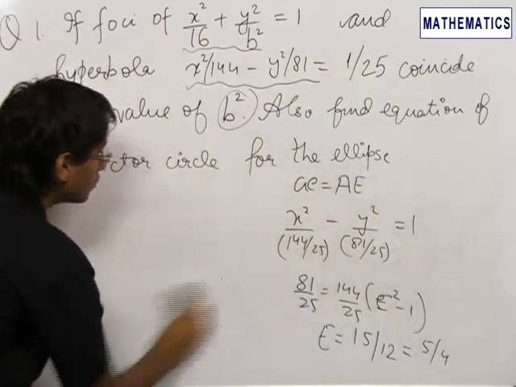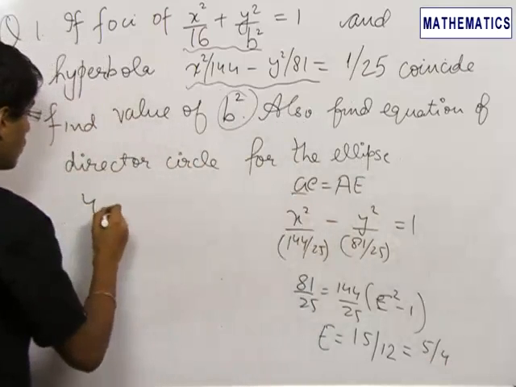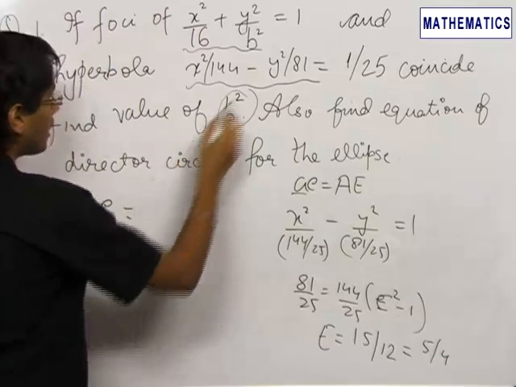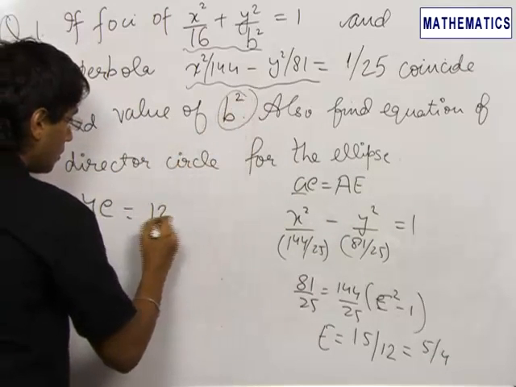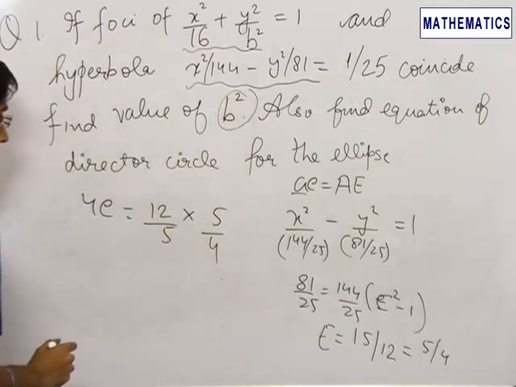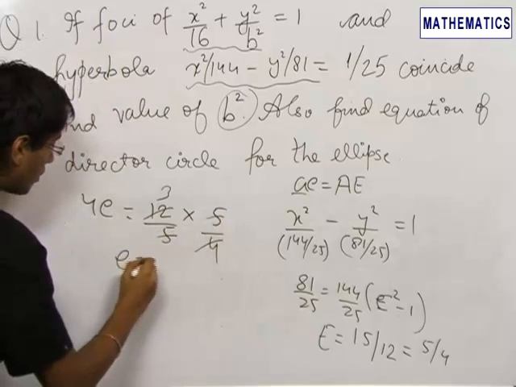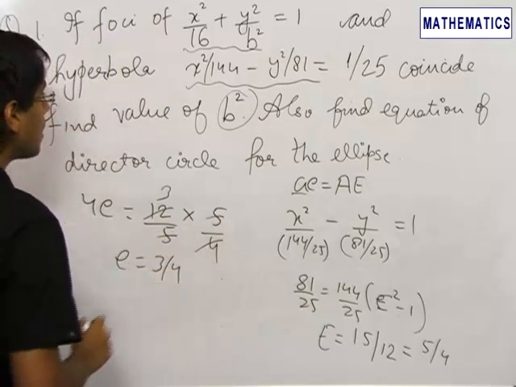Now substituting the values, we have small a into small e is equal to capital A into capital E, which is 12 by 5 into 5 by 4. This is 3. So we get the value of small a times small e to be equal to 3, that is, small e is 3 by 4.